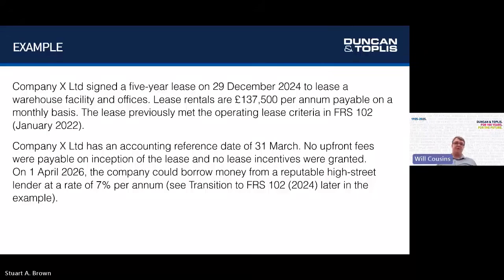Previously, this met the operating lease criteria under FRS 102. But as you'll see, we've got access to the warehouse and offices, which would form our underlying assets. So this would then need to be accounted for under the new standards with the right of use asset and the liability, which we'll go into. For the sake of our example, we're using a rate of 7% for our interest, which will become apparent as we run through.